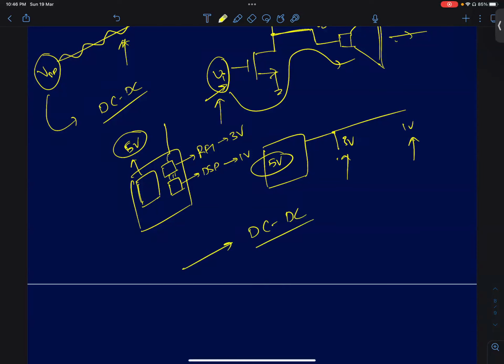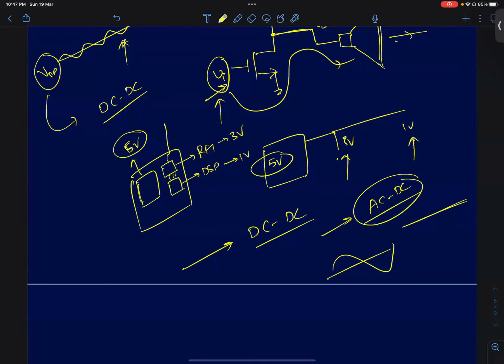So AC to DC is what we call rectification, right? AC to DC is what we normally see in most of our electronic devices. The power that comes to your house is an AC power. So normally you will have an adapter or the charger, as we call it. Essentially, it's an AC to DC converter. It will receive the AC power and it will convert the sine wave to a nearly constant signal.